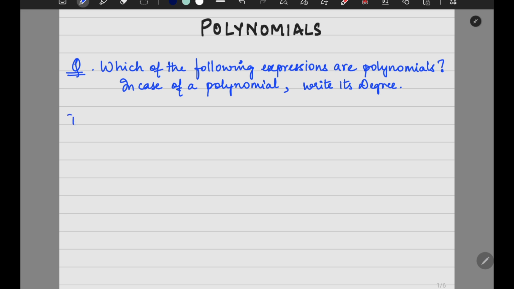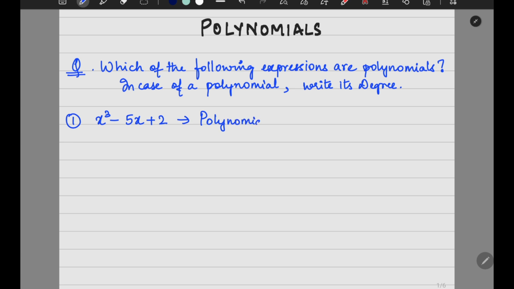Okay. The first one is x cube minus 5x plus 2. So in order to identify if it is a polynomial, what is the first thing that you have to do? You will have to check the power of the variable. So what is the power of the variable? This is the variable, and this is the power. It has to be a whole number. So whenever you have an algebraic expression wherein the power is a whole number, then that is a polynomial. So here this is a polynomial.